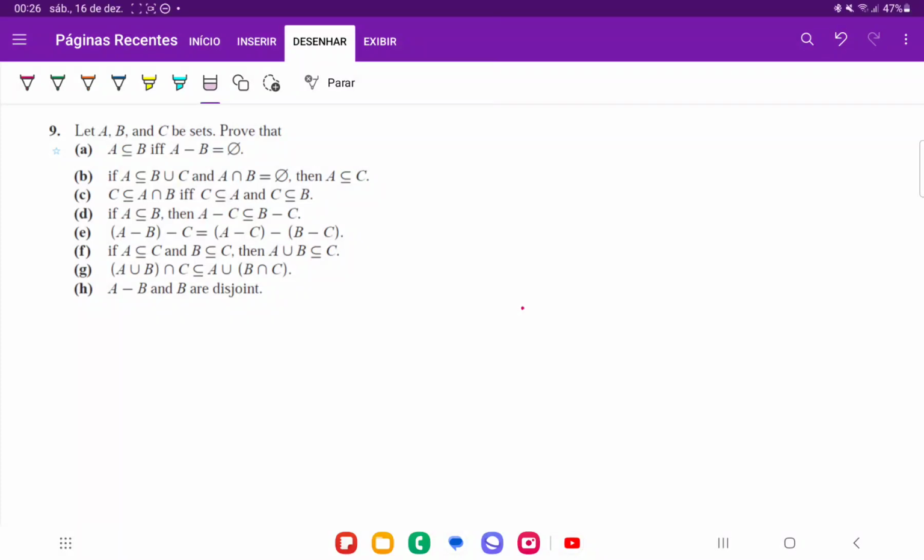So for problem number 9, we're trying to prove these statements here about sets A, B, and C. For item A, this is an if and only if statement, so we're going to break this down into two parts. Part one, we are going to assume A is a subset of B, right? And then we have to show that this thing here follows. But we're going to work this by contradiction.